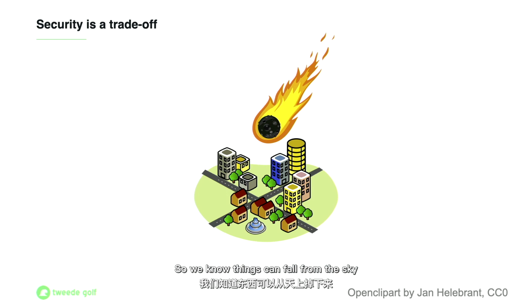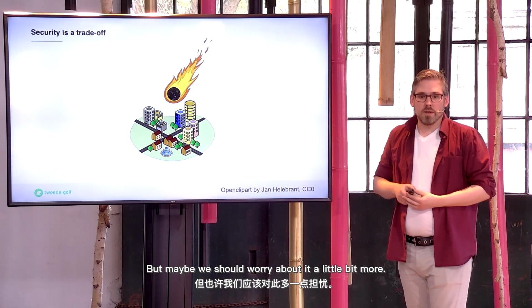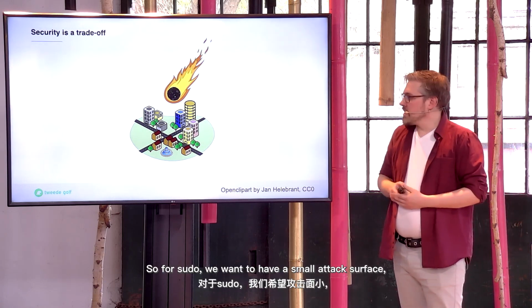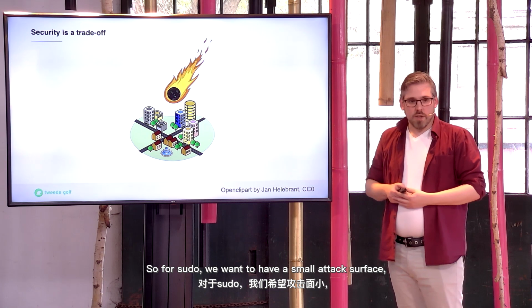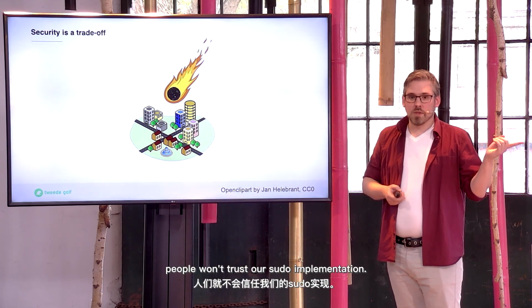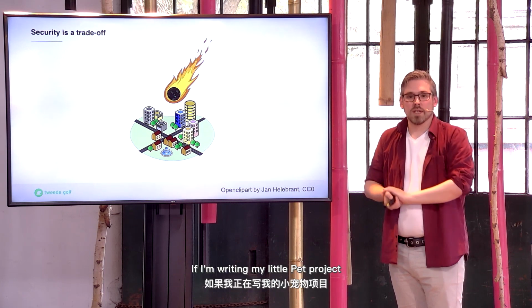So we know things can fall from the sky and hit our homes, and we worry about that, hopefully to a very small degree, because most of the time it won't hit our house. But maybe we should worry about it a little bit more. And this depends on your project. For sudo, we want to have a small attack surface, and a lot of things can go wrong. And if things go wrong, people won't trust our sudo implementation.